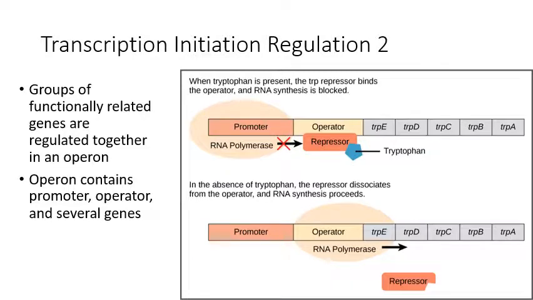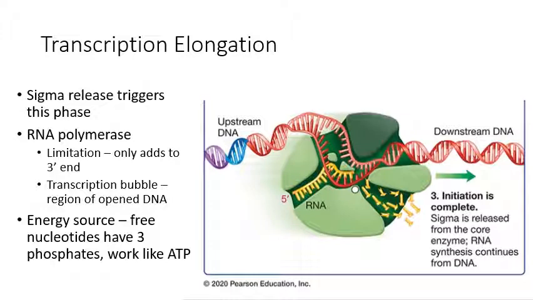And we're going to skip this. Okay, transcription elongation. Transcription elongation is the next phase of transcription. It's the phase where you basically build the whole mRNA molecule. It starts when sigma releases the RNA polymerase.